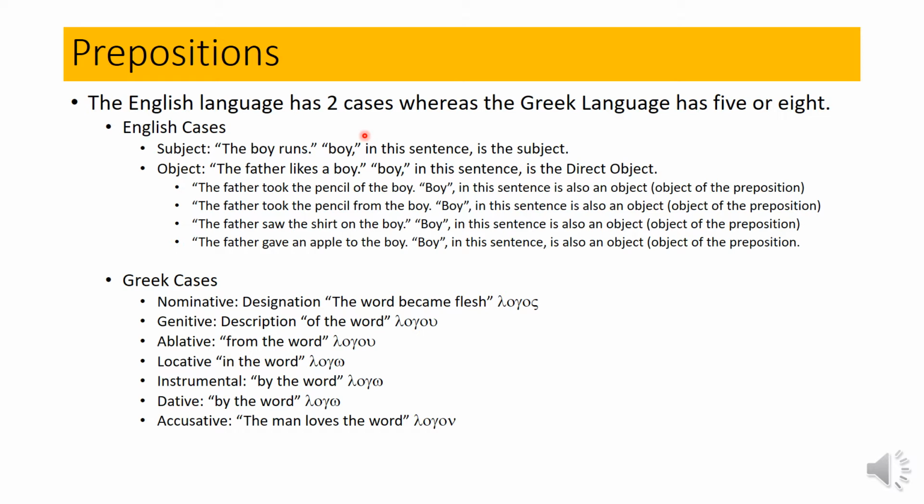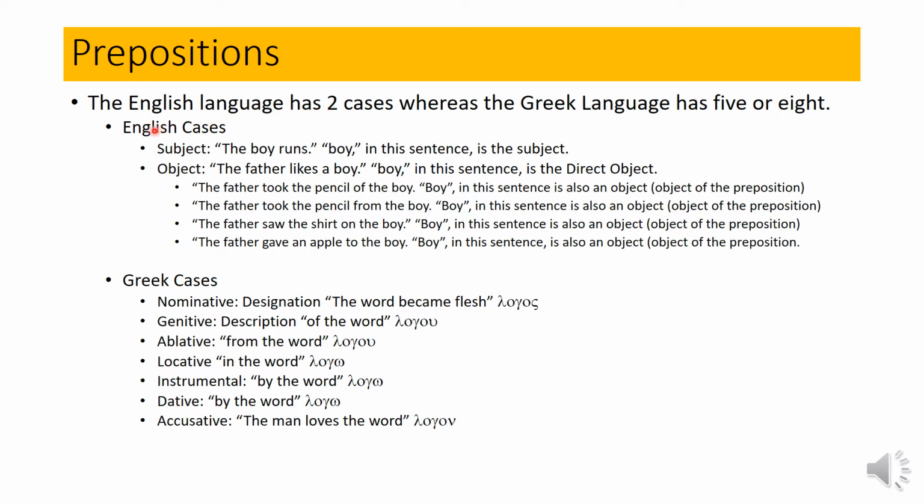As we begin our lesson this week, let's compare English grammar to the Greek grammar as it has to do with nouns and particularly prepositions. The English language has 2 cases, whereas the Greek language has 5 or 8, as we have seen in our previous studies. 5-case system or 8-case system in Greek. But English has a case system also. As a matter of fact, all languages have a case system.